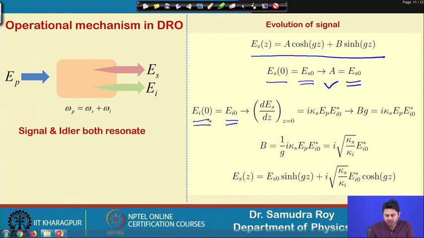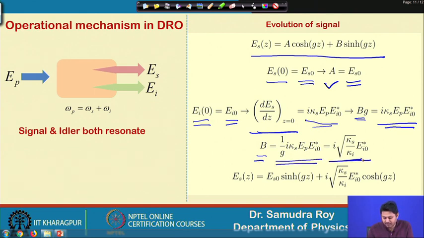If I want to find B, then what should we do? We should make a derivative and find out the value of the derivative at z equal to 0, the standard procedure. When we do, this value gives me one expression, BG, because when I make a derivative of this quantity and put z equal to 0, the term associated with cosh will cancel out. The term associated with B gives me BG, and when I put z equal to 0, the cosh term coming after the derivative will cancel out, and we get BG equal to i kappa E p and E I 0 star. So B is basically this quantity and this quantity.